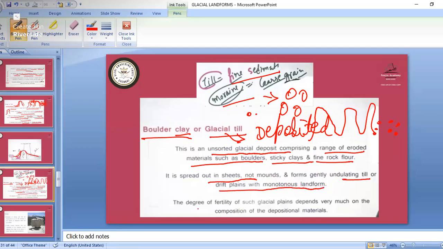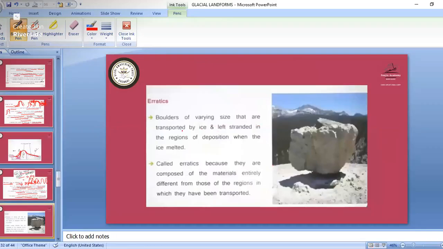The degree of fertility of such glacial plains depends very much on the composition of the depositional materials. After the glacial till, all those finer materials, in that area some big boulders are left over. Those boulders, when they are not eroded by the ice, will be known as erratics.